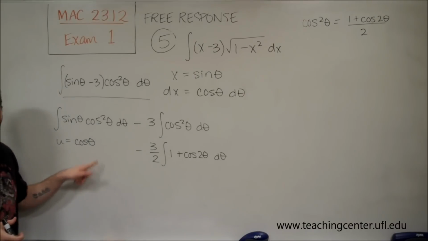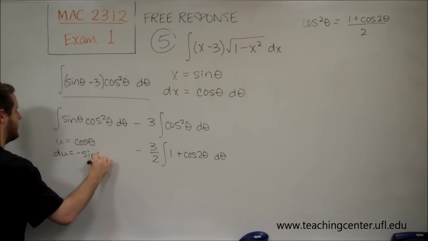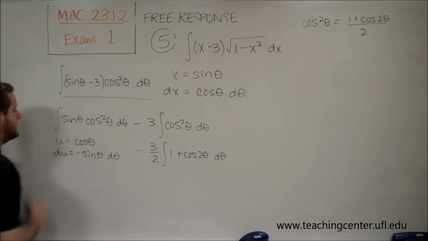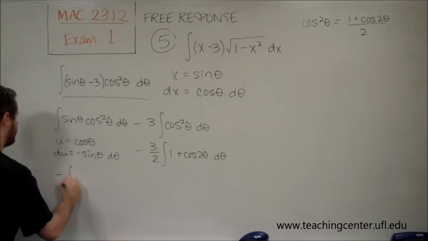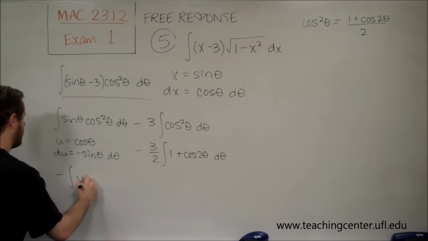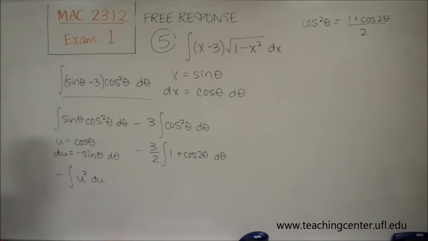So if this is u equals cosine, our du is equal to negative sine theta d theta. You can see sine theta d theta right there. This is going to work out fine. We just have a negative sign that we're going to have to put in front. And we're going to get u squared du for that integral.